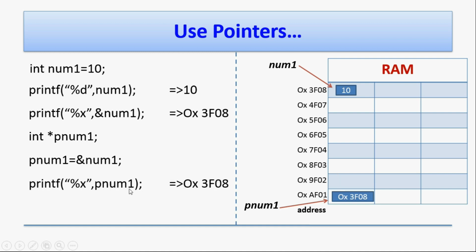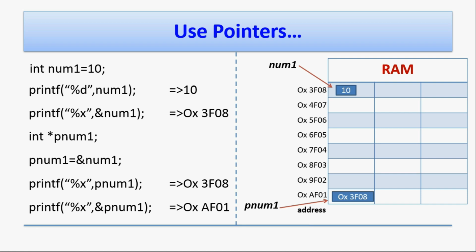Then if you print the value of p num1 like this, in here I print the value of p num1 in hexadecimal format, then that value will be printed. Now the value of p num1 is the address of num1, so 3f08 will be printed. At the same time, the memory cell p num1 has its own address. So if you want to print the address of p num1, likewise here we can print the address of p num1, then the relevant address will be printed.